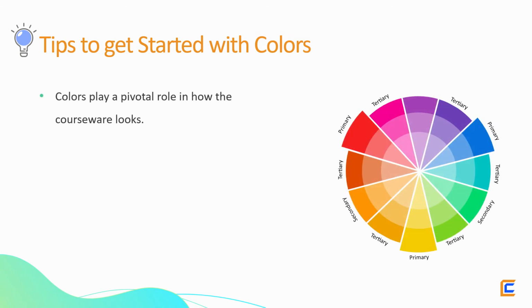Colors play a pivotal role in how your courseware looks. Your choice of colors can make or break how your course is perceived. Thus, choose the color theme for your templates, branding, and course elements wisely. You can categorize the colors in your theme into primary and secondary color groups.